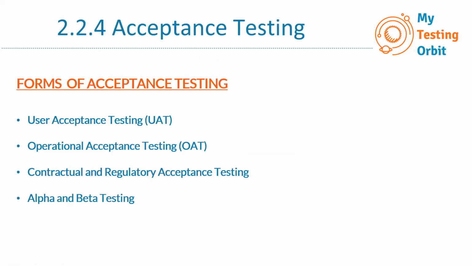When it comes to acceptance testing, there are different forms, and these are the main ones included in the ISTQB syllabus. The first one is user acceptance testing, also known as UAT. Then operational acceptance testing, also known as OAT. Then the third one is contractual and regulatory acceptance testing. And the last one is alpha and beta testing. So let's go through all of them one by one.